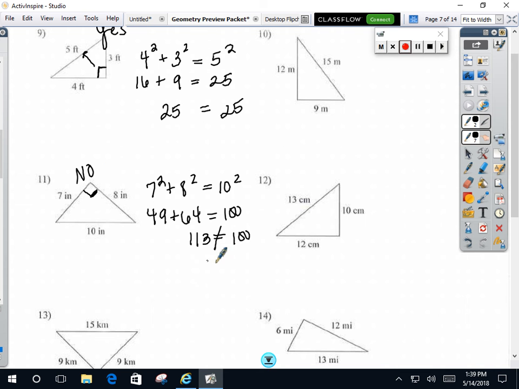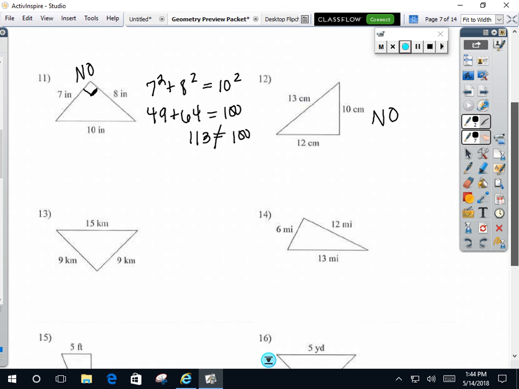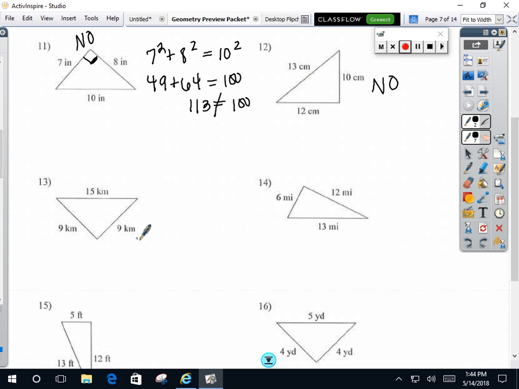So now you're going to do the other 6 on this page. 10. What did y'all get, yes or no? Yes. 12 squared plus 9 squared does equal 15 squared, because it'd be 144 plus 81, which does add up to 225. Okay, what about number 12, yes or no? No. 12 squared plus 10 squared does not equal 13 squared. It would be larger. Like these two would add up larger than that. All right, number 13, yes or no? No. 9 squared plus 9 squared does not equal 15 squared.